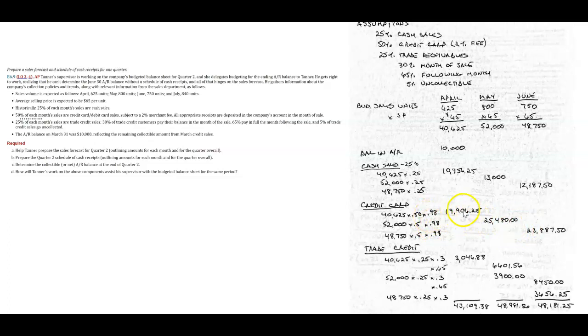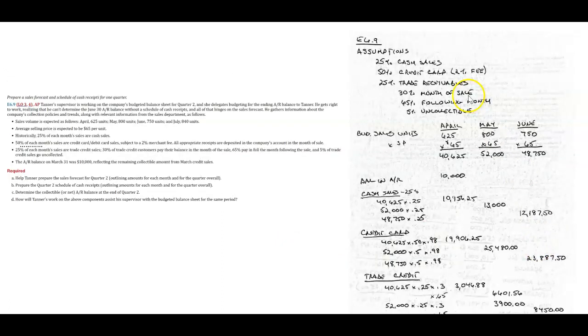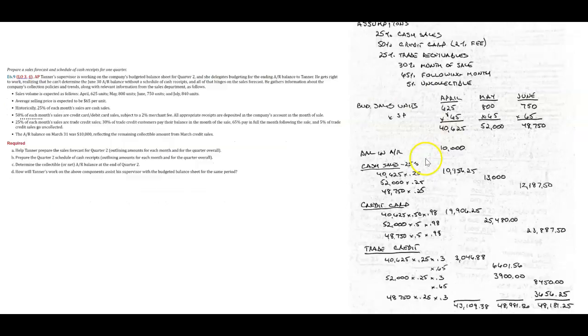The other thing you might want to think about from these two is that this money is coming in right away. If you get credit card sales, you're paid pretty fast by the bank. It used to be a couple of days, but I think it's faster now. And then finally in June, we've got $48,750, and 50% of those sales was done by credit card, so that's times 0.5 times 0.98 again. And then the last one is trade receivables, and this is the only one that has 30% in the month of sale and so much the following month. And then we've got 5% uncollectible.